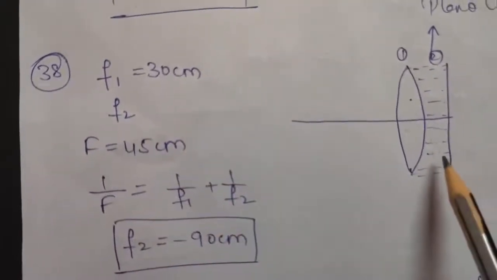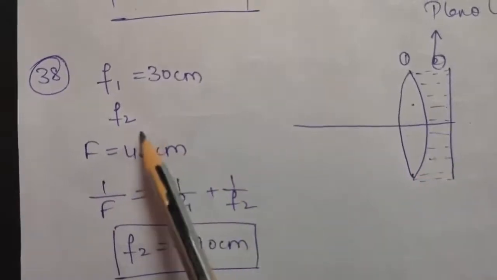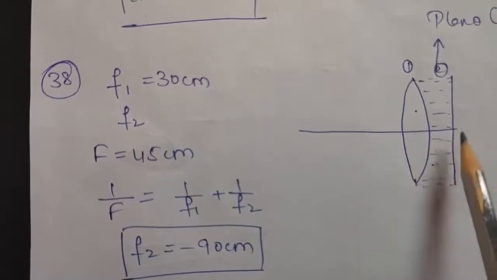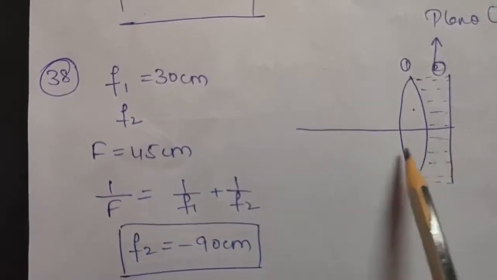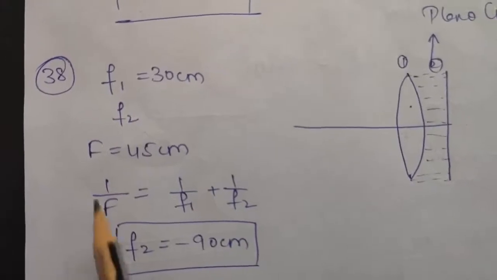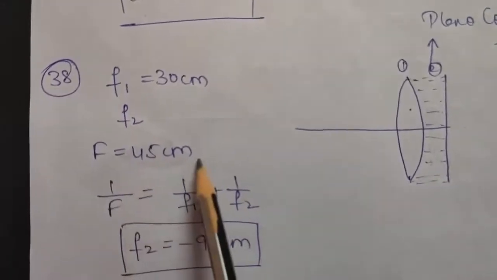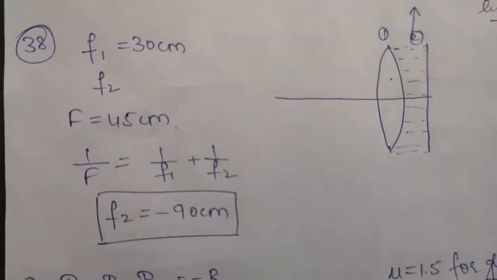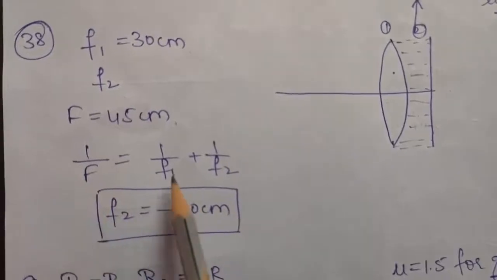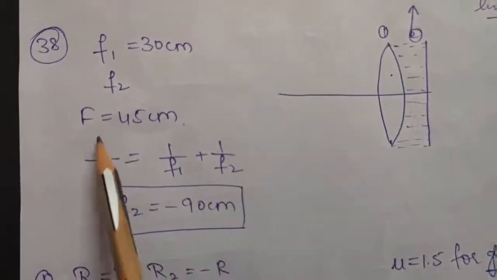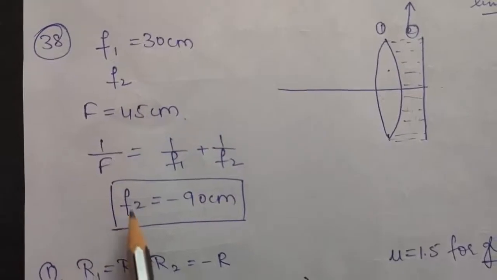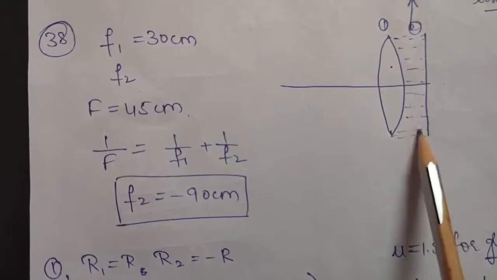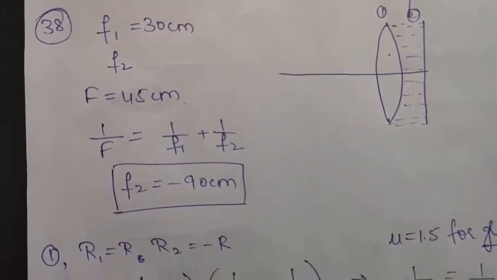When there is no liquid present and this layer is removed, the distance is measured to be 30 centimeters. So the focal length of this equiconvex lens is 30 centimeters. Let us suppose the focal length of the second lens is f2. The combined focal length is 45 centimeters. Using the combination of lenses formula, 1 upon f equals 1 upon f1 plus 1 upon f2, f2 comes to be minus 90 centimeters. That means the focal length of this plano-concave lens is minus 90 centimeters.